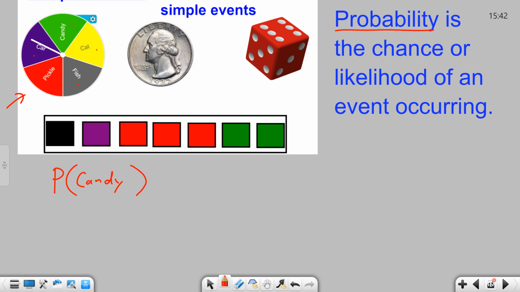Okay, and now all I have to do to figure out the probability is take the number that are in the sample space. I have 5 possible outcomes. And then how many of them are candy? 1 way. The formula for this is basically the number of ways that it can happen to the total number of outcomes or ways. Okay? So the probability of candy is 1/5. If I said, what's the probability that the category I get starts with a C?